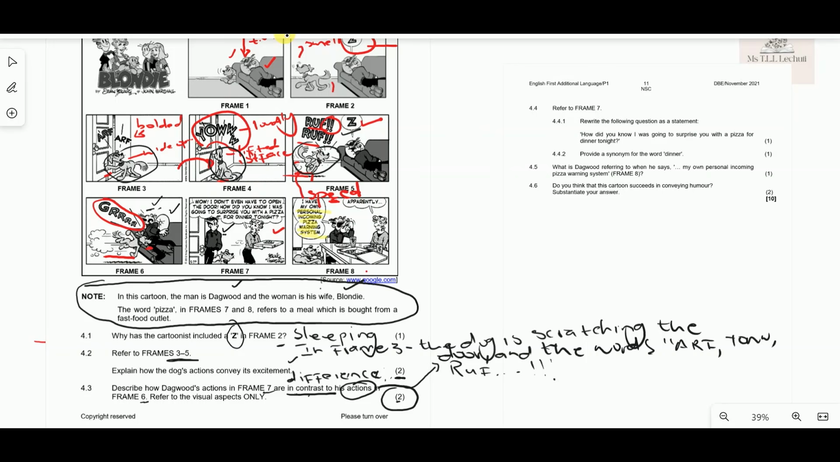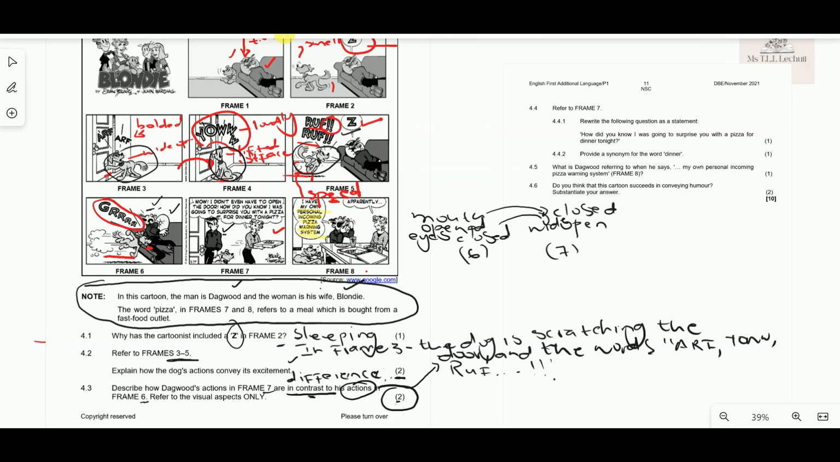So you can see what I've done. I've used the same feature to say the eyes are closed in frame 6, and then the contrast that I will show is that in frame 7 the eyes are opened, or wide open for that matter, right? Even the mouth is wide open in frame 6, and then the contrast is that in frame 7 we can see that the mouth is closed. So that is how you will be able to show contrast.